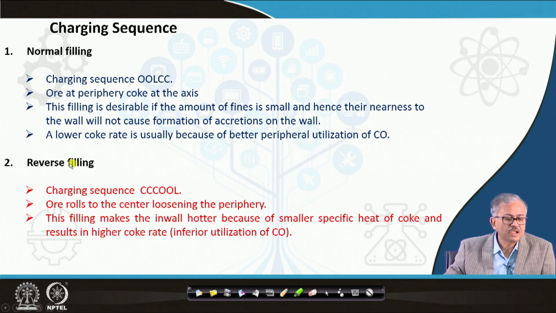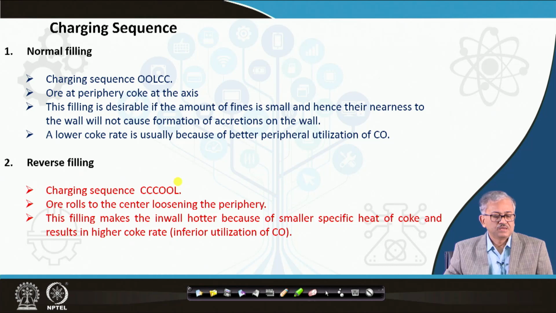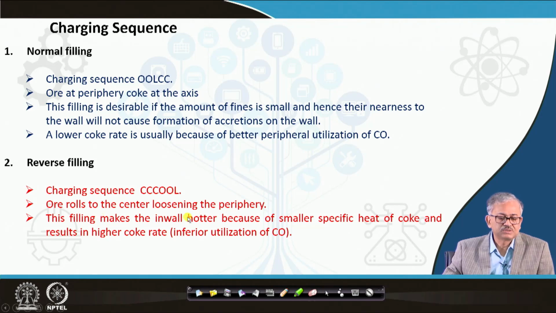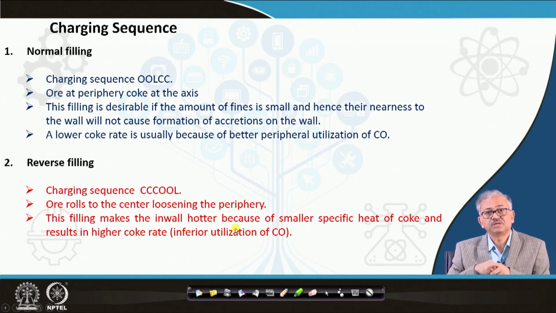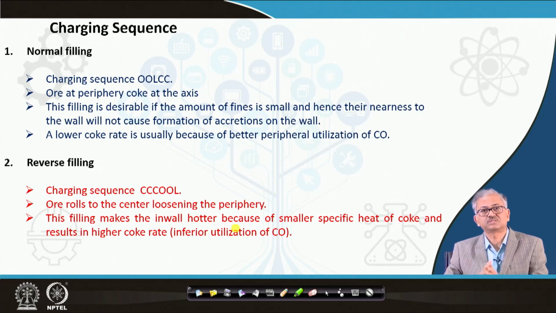And a reverse cycle is there, you can have CCOOL, where you just reverse it. First you charge the coke and then the ore, then the limestone. In this case, ore will roll to the center, loosening the periphery, because first you charge the coke and then ore, and the ore basically rolls down towards the center. This filling sometimes may make the inner wall hotter, because the ore coke ratio is very low near the periphery. That is also not good. It is very low because you have charged only the coke near the periphery, and then the ore you charge will roll down to the center.